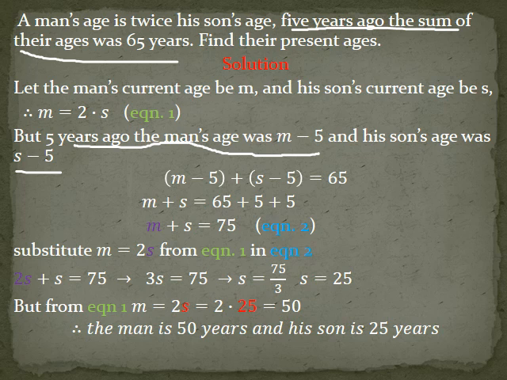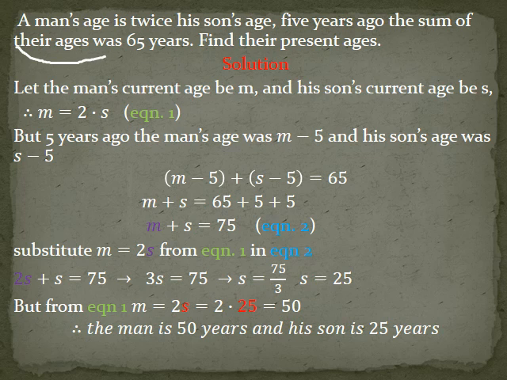And that second line of the question tells us that the sum of their ages 5 years ago was 65 years. So the man's age 5 years ago, M minus 5, plus, which is the sum, his son's age 5 years ago, S minus 5, the sum of these two equals 65. So now we've worked it into another equation that we can work with.